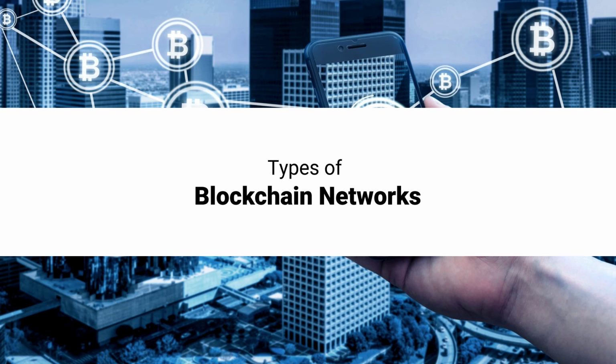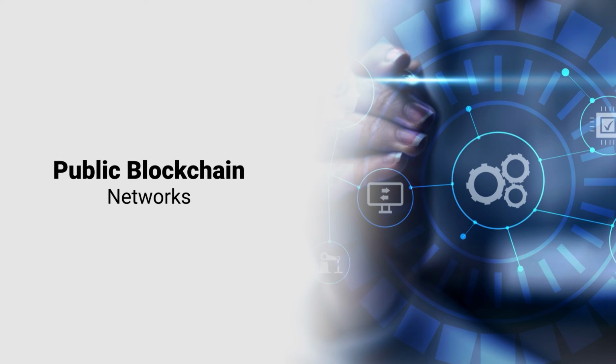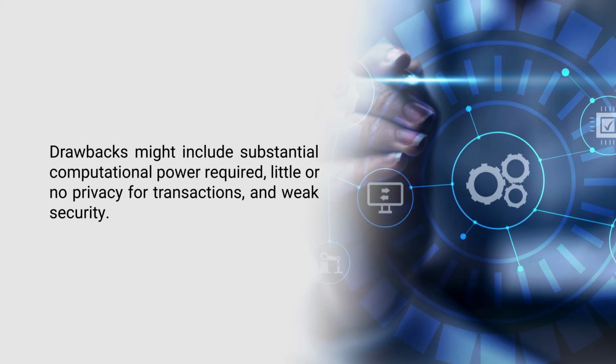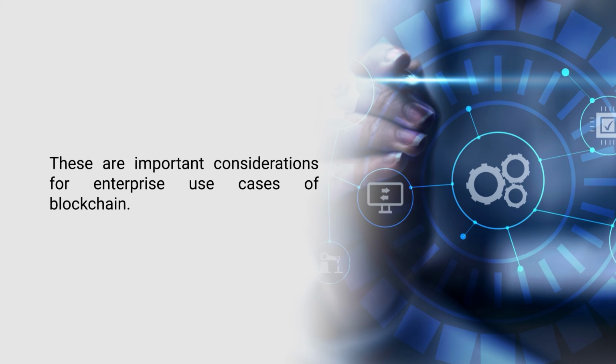Let us learn the types of blockchain networks. It is not a single type of blockchain network. However, you have four types of networks. One is the public blockchain, second is the private blockchain, third is the permissioned blockchain, and fourth is the blockchain built by a consortium. A public blockchain network is one that anyone can join and participate in, just like the Bitcoin blockchain. Drawbacks might include substantial computational power required, little or no privacy of transactions, and weak security. These are important considerations for enterprise use cases of blockchain.